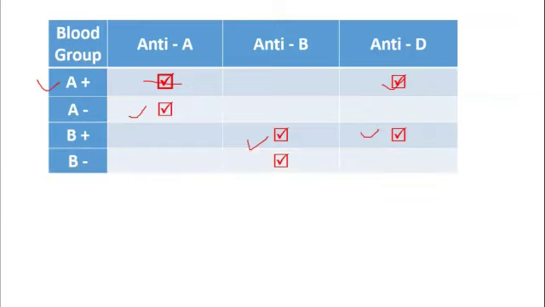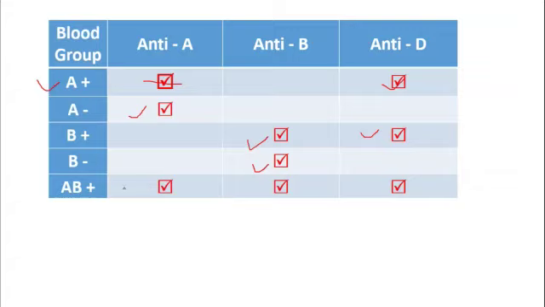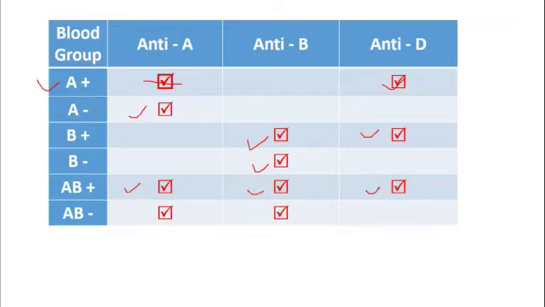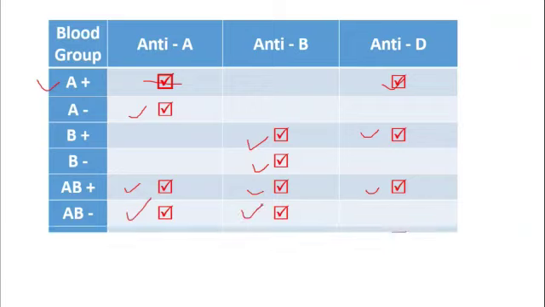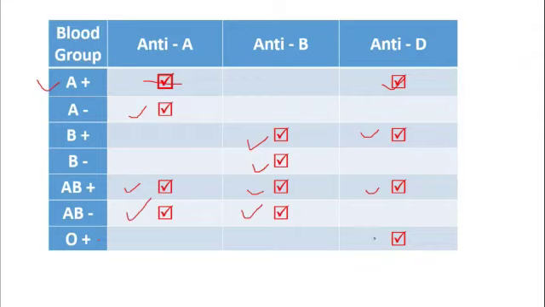In persons of B negative blood group, you will find agglutination only in antisera B. In persons of AB positive blood group, as we saw in my previous slide, we will find agglutination in all three antisera solutions. That means antisera A, antisera B and antisera D. In persons of AB negative blood group, we will find agglutination in antisera A solution and antisera B solution. In persons of blood group O positive, you will find agglutination reaction only in antisera D.